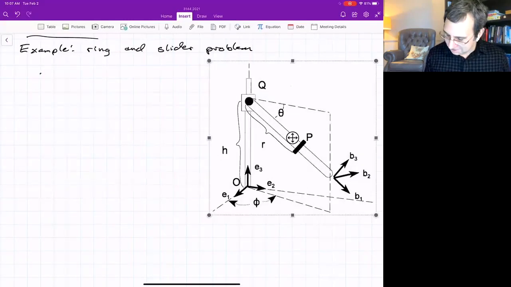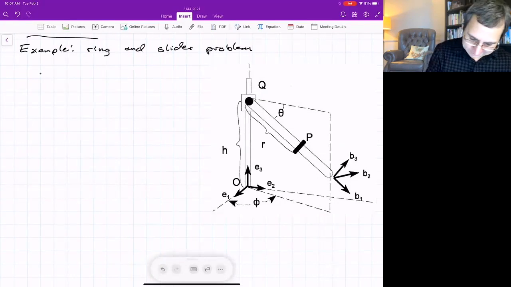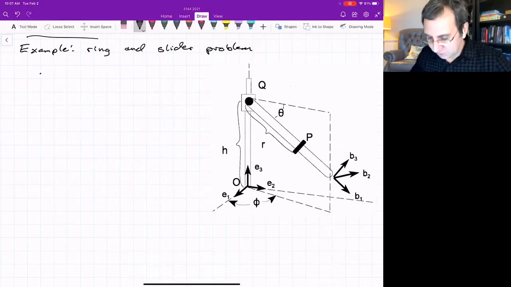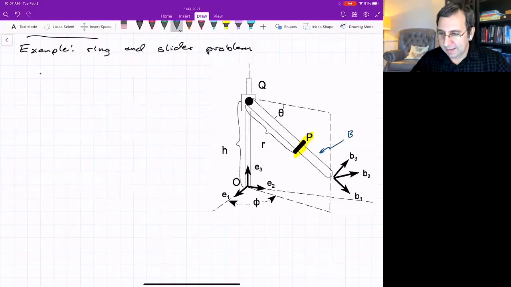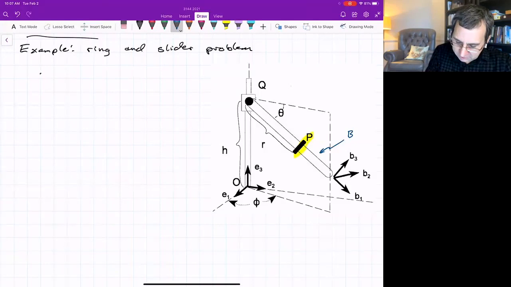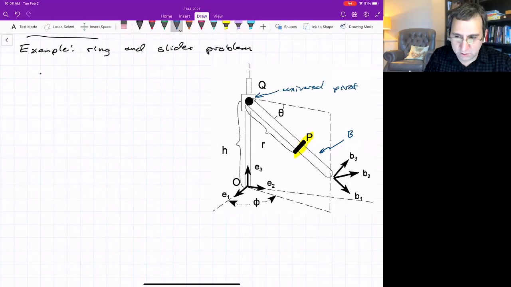Like, what is this? Yeah, really. So there's a small ring at the point P, and that slides down on a bar. We'll call this bar B. And that's universally pivoted at this point Q. So this is a universal pivot. What does that mean? It's like a ball and socket joint.